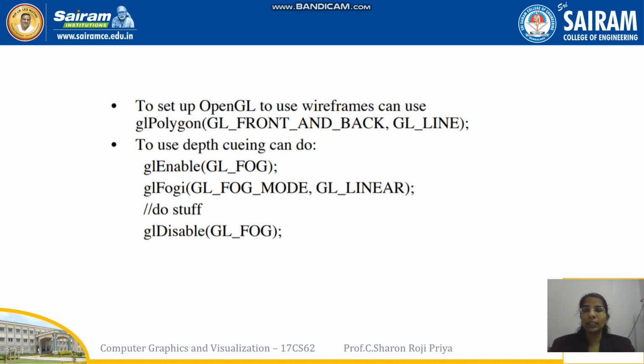And the next is depth cueing. Depth cueing is nothing but the brightness of my object as a function of distance from the viewing position, right? The brightness from the viewing position is my depth cueing. Depth cueing can be implemented using the fog function, right? So these are a few visibility detection functions.